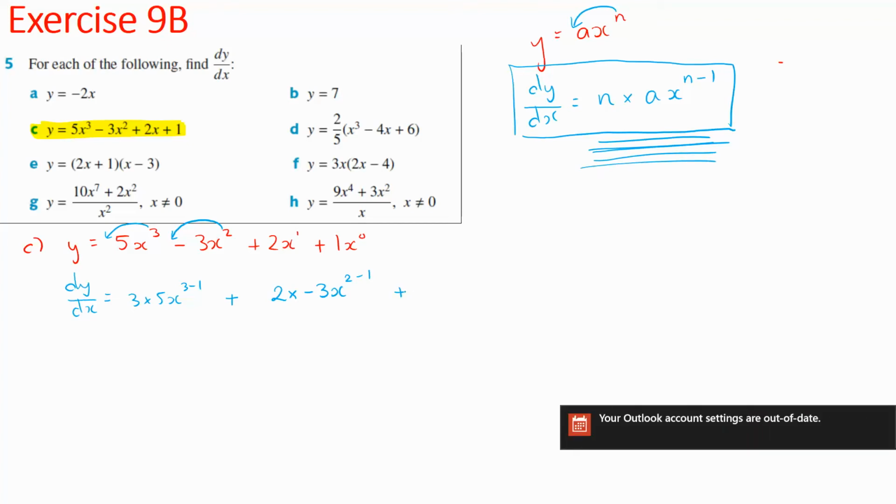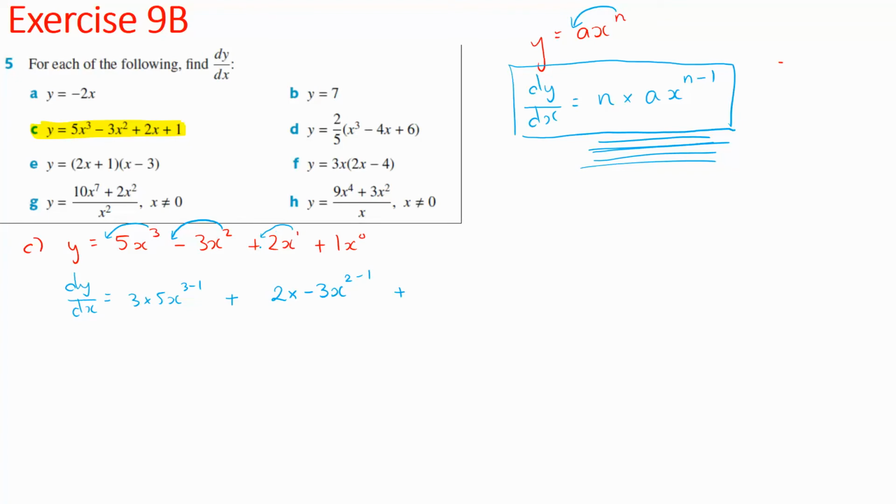So plus again. And now what I'm going to do is bring the power down. I'm just using the power rule. Because what the hell is this? So I'm just using the power rule. I'm just bringing down 1. And then same thing again.